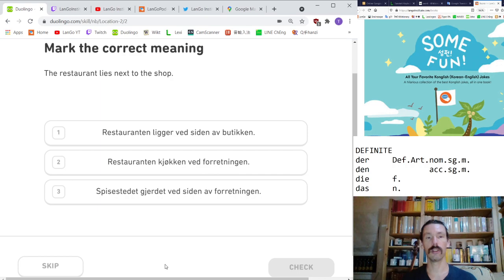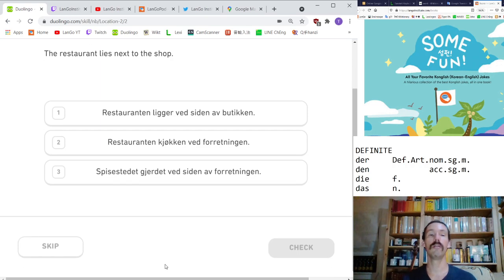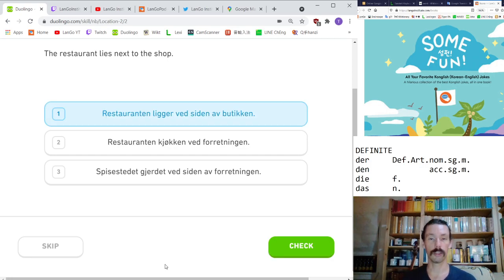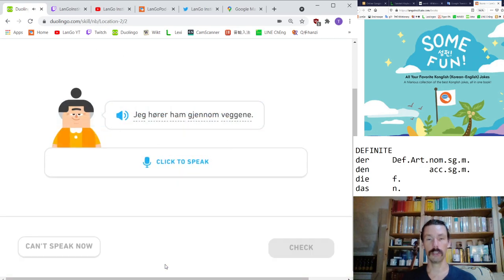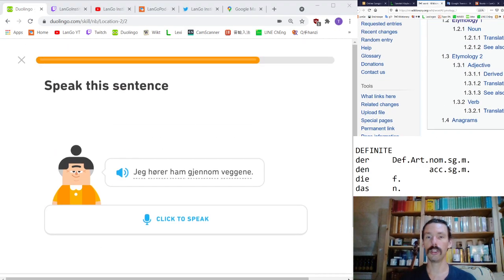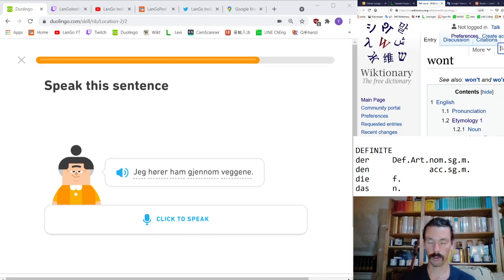Egg. The restaurant lies next to the shop. So restauranten ligger ved siden av butikken. Jeg hører ham gjennom veggene. Gjennom. Curious what that's connected to. Gjennom, through. And it sounds like we're dropping the g.